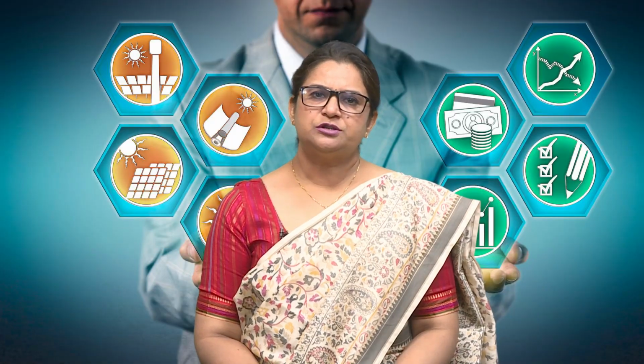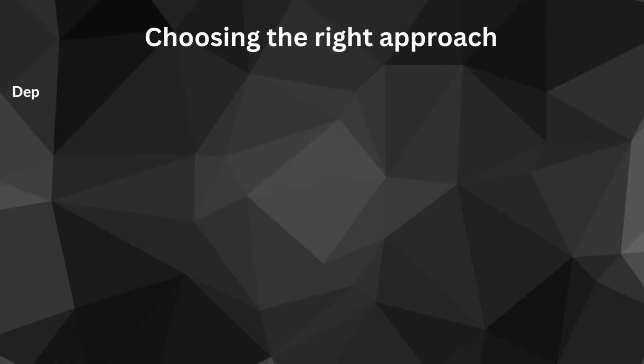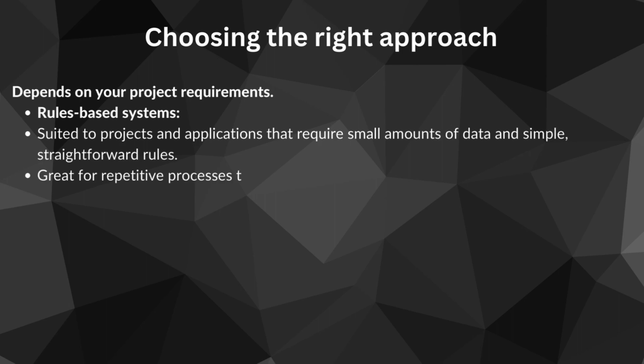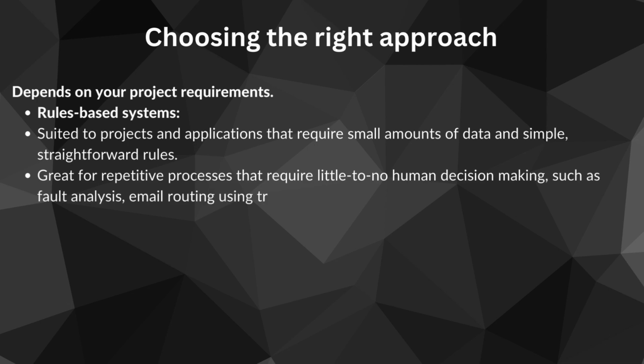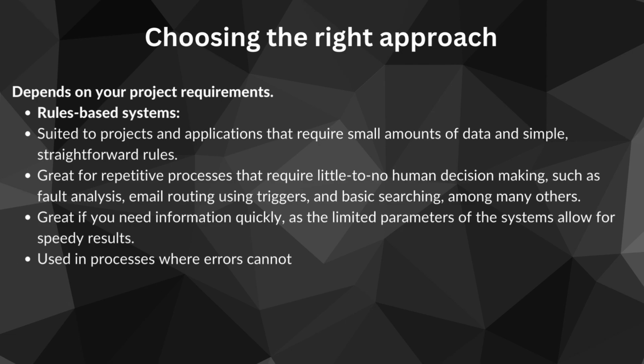There are many approaches for solving a problem, that is a rule based approach, machine learning approach, deep learning approach. The person or the user has to find out which approach is to be used. So, choosing the right approach, selecting the appropriate approach, depends upon your specific project requirements. Rule based systems are suitable for projects with limited data and straightforward rules.